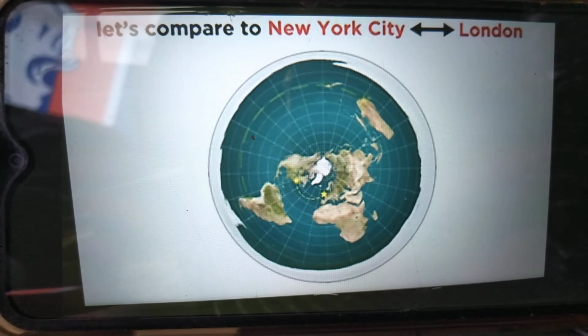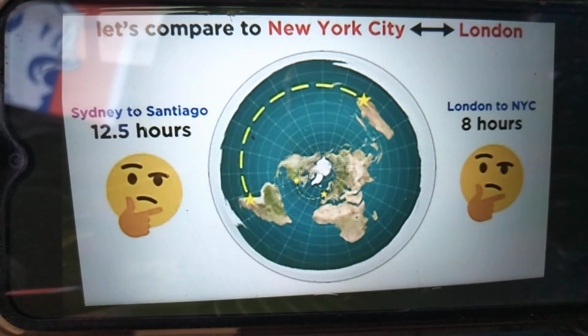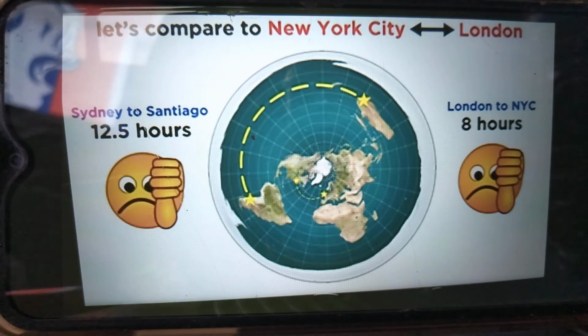For comparison, how long does it take to fly between New York City and London? It's about 7 hours going east and about 8 hours going west. Now, you tell me, does it make sense that a plane would travel this enormous arc in less than twice the time that it would take to travel this teeny tiny one? Not even a little bit.